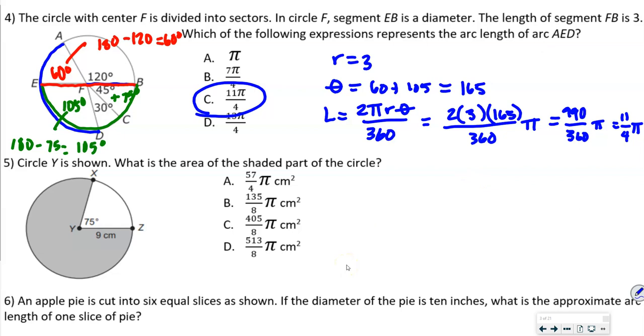Number 5 says circle Y is shown. What is the area of the shaded part of the circle? So this is asking for the area of the sector, right? Isn't that what it's asking for? So that formula is pi r squared theta over 360. Here's our r. Now it says the shaded portion, right? So if we want the shaded part of the circle, then we have to do 360 minus our 75, right?